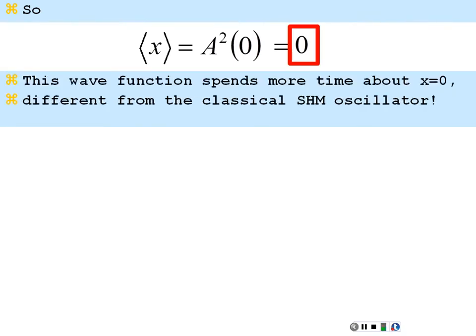So the wave function spends more time about x equals 0, different from the classical simple harmonic oscillator. I've got one around here. I'm looking. I don't. But if I had a pendulum going like this, it's going to spend more time on the outer edges because it slows down and momentarily stops at the outer edges as it passes through. So that's different from your usual classical simple harmonic oscillator until it loses a lot of energy and is located near its equilibrium point. So at low energy, then they would correspond.